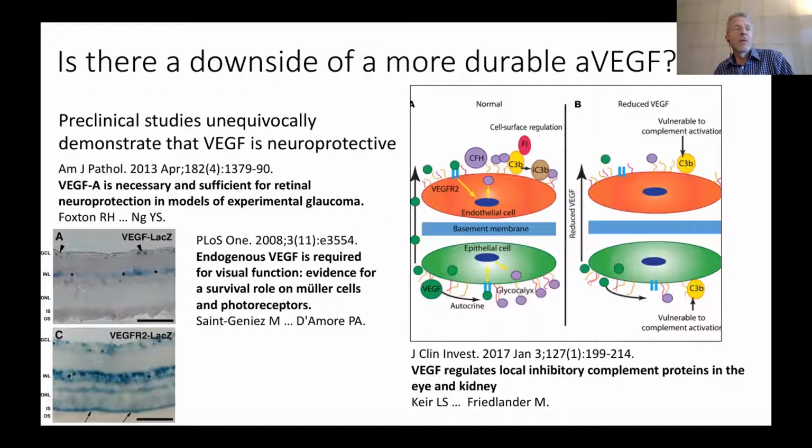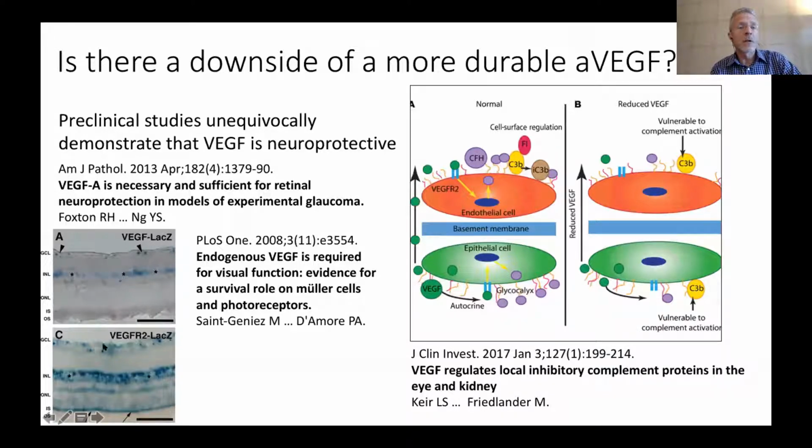Now, as we consider the strategy of making a more durable VEGF suppression, is there potentially a downside of accomplishing that? Preclinical studies unequivocally demonstrate that VEGF is neuroprotective and would predict that keeping VEGF suppressed for a long time could have potential negative side effects. So here is a piece of preclinical data demonstrating what else VEGF might be doing in the eye besides causing pathology.